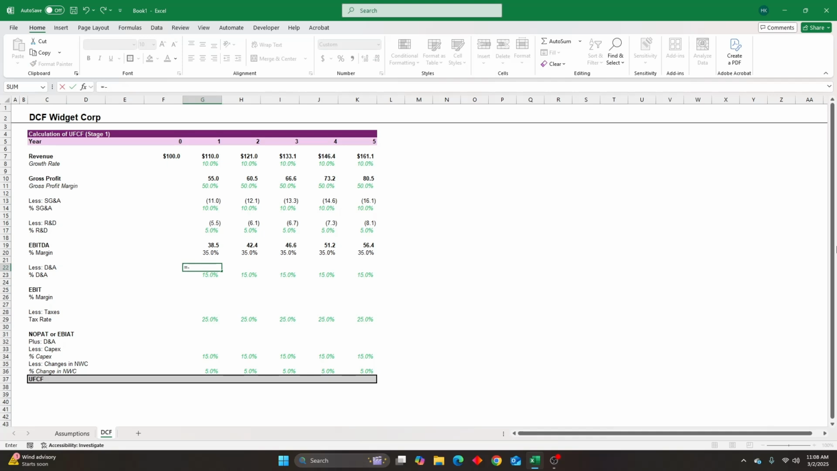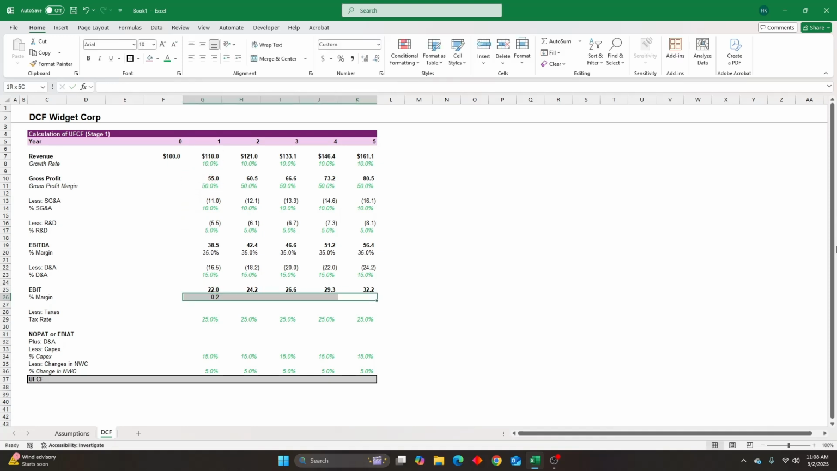For our DNA, we're going to take this negative DNA, same as we did with the SG&A and R&D. We're going to multiply it by our revenue. And then our EBIT is going to be our EBITDA less our DNA. And then our margin is just going to be this EBIT number divided by our revenue. And so we can see that we have a 20% EBIT margin. And now here's where it gets interesting.